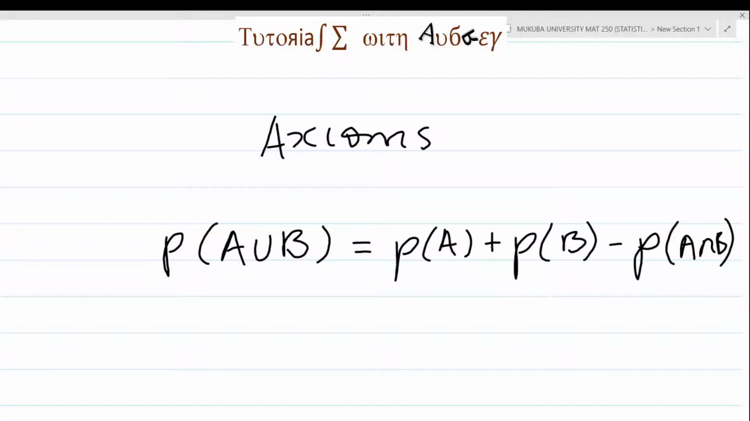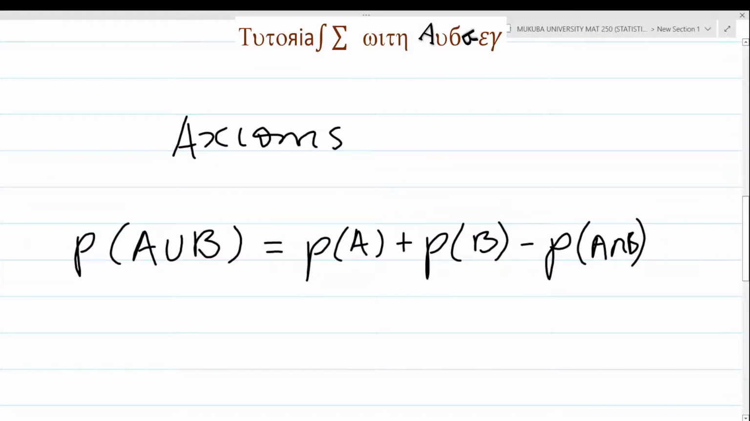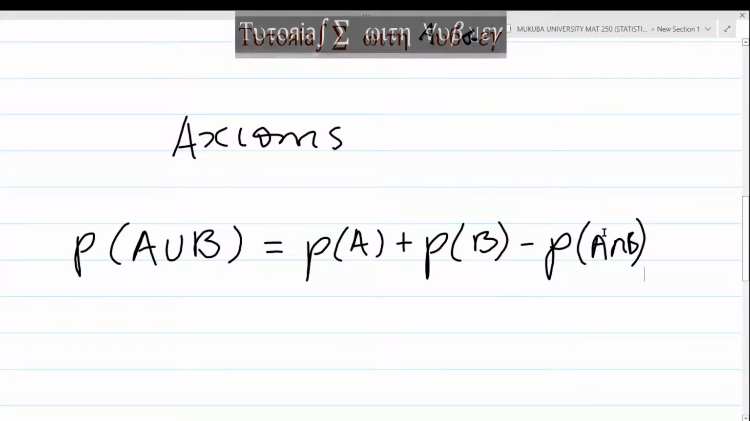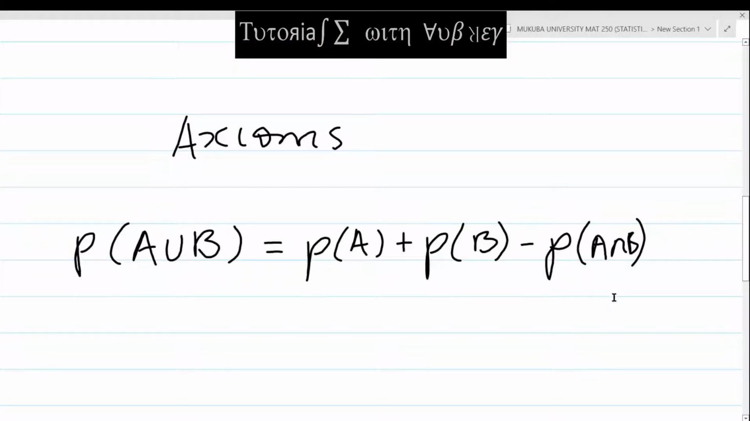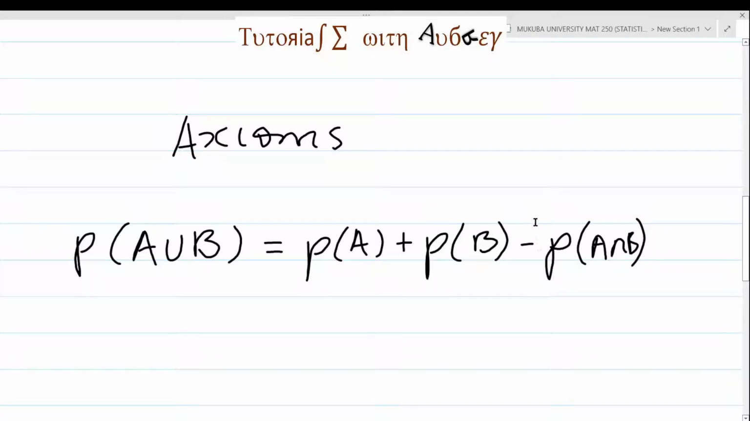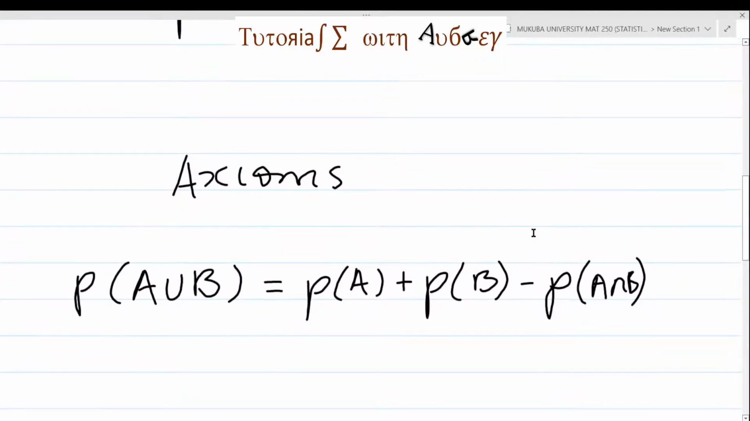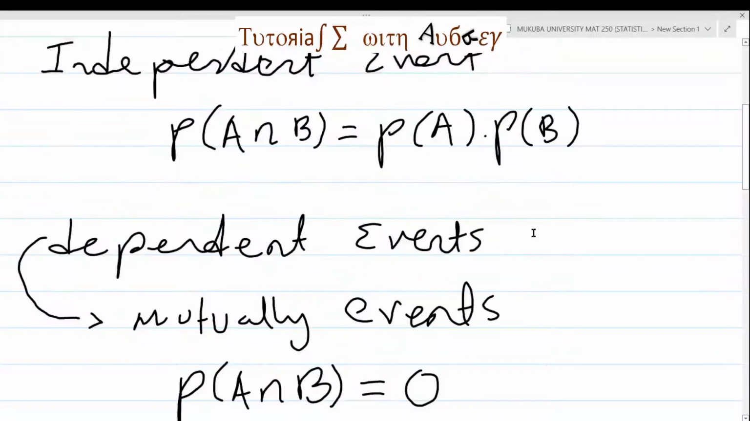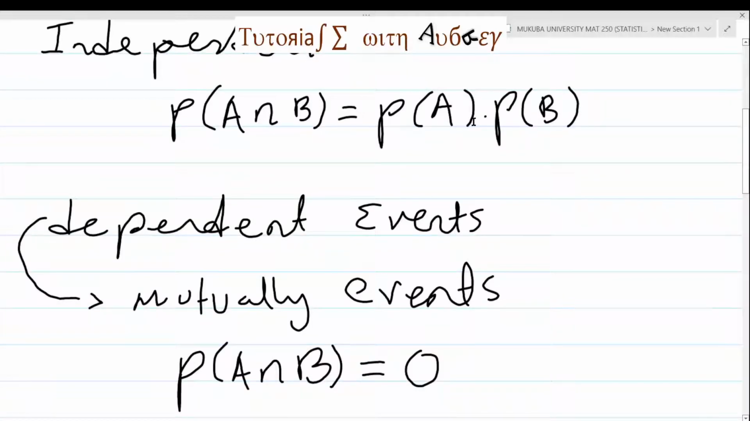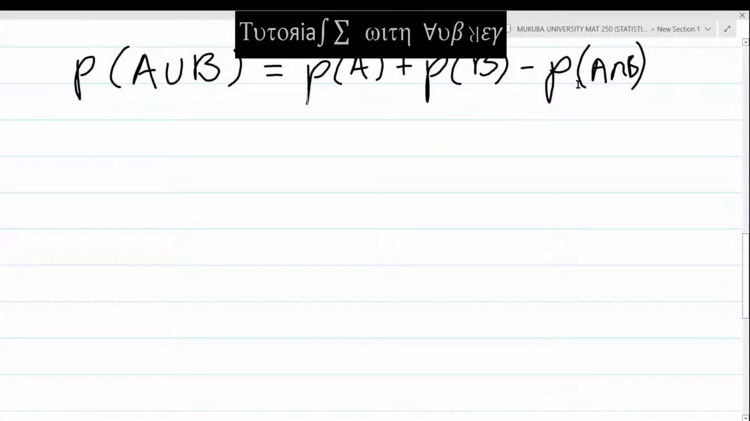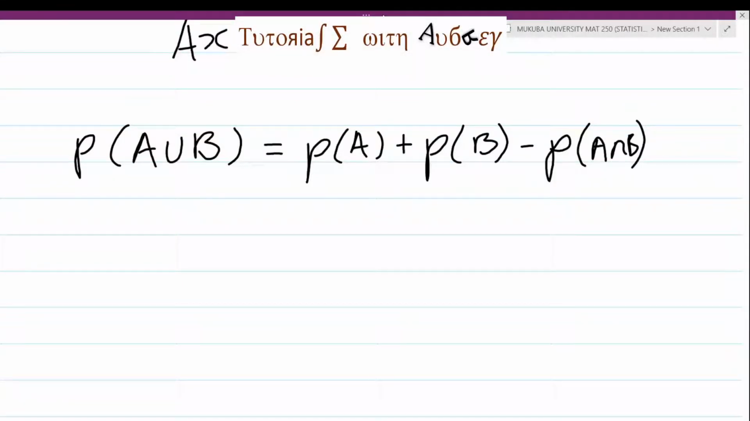So this is the first axiom, and we see that this last part of the axiom will be affected depending on the type of event that is happening. If the event is mutually exclusive, this part will be zero because mutually exclusive events cannot happen together, so A intersection B is zero. If they are independent, we are going to have the probability of A times the probability of B right here. So that is the first axiom that we should look out for.